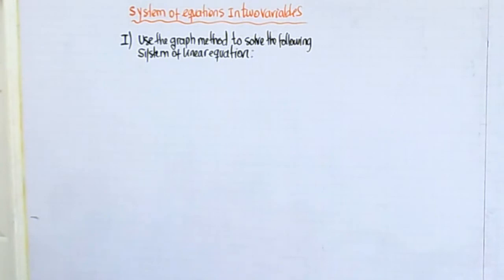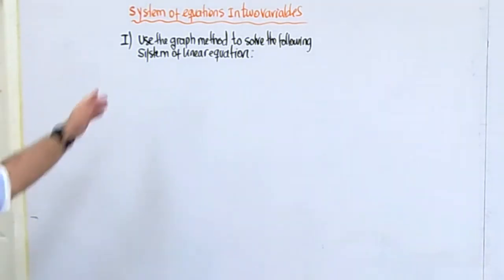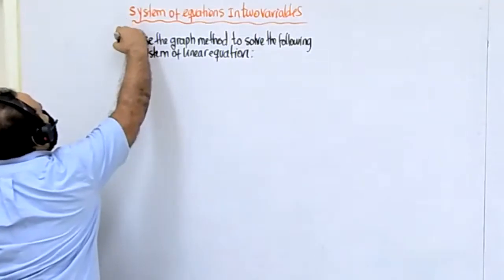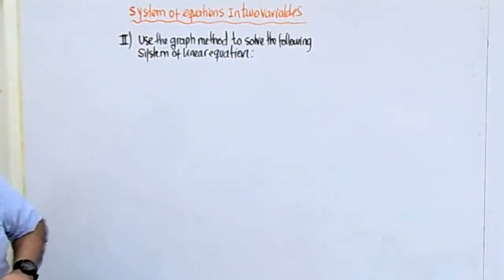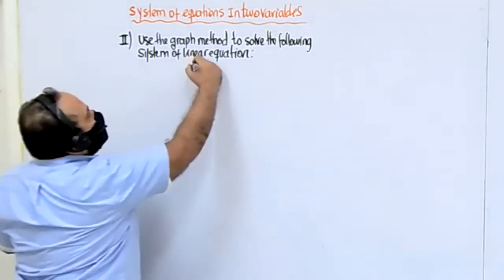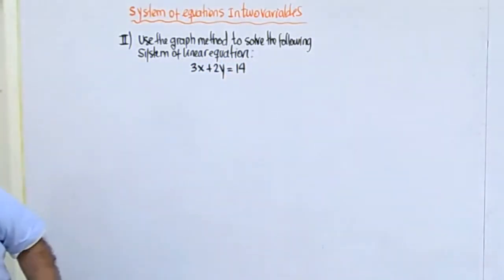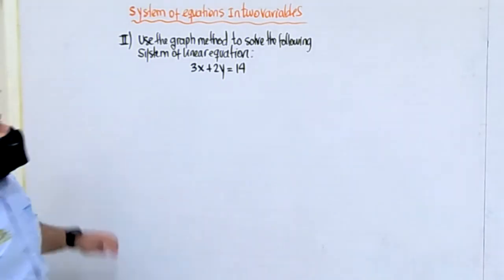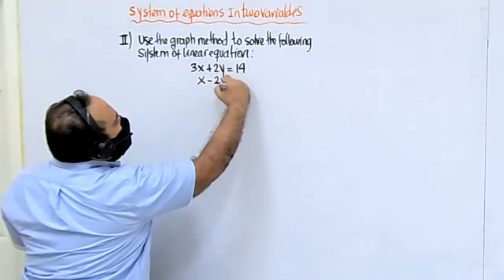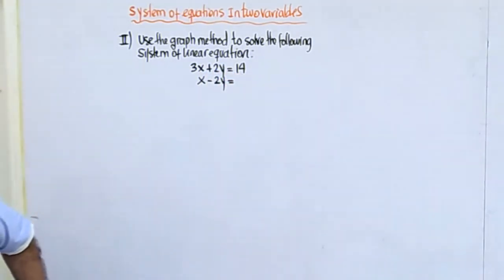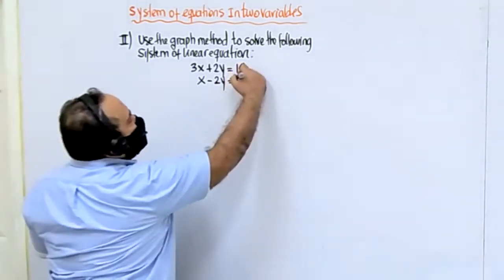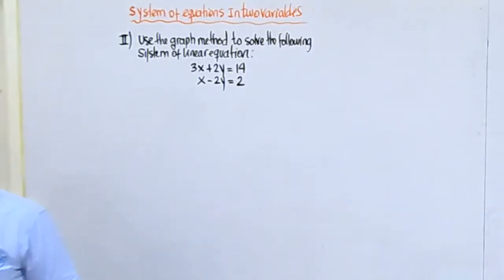Okay, we have another example, same instructions. I'm going to add example number 2 and the equations: 3x plus 2y equals 14. And another one will be x minus 2y equals, obviously, the number 2. Okay, so what we have to do, we're going to apply the same steps. Remember, we have to take both equations and solve for y.